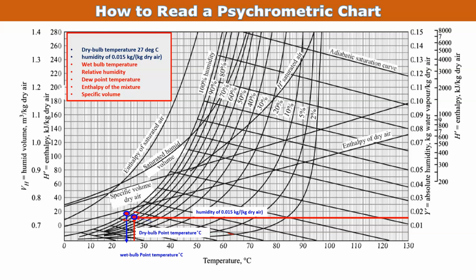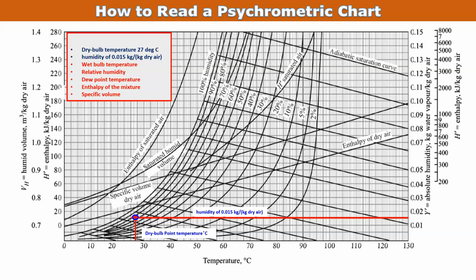Okay, now next we have to calculate the relative humidity. Relative humidity we can easily calculate, because here, this is something like 70% and this is something like 80%. So in between 70 and 80%, so 77 or something, is the relative humidity. Now next we are going to calculate the dew point temperature.